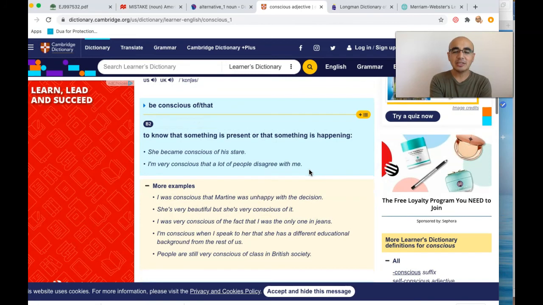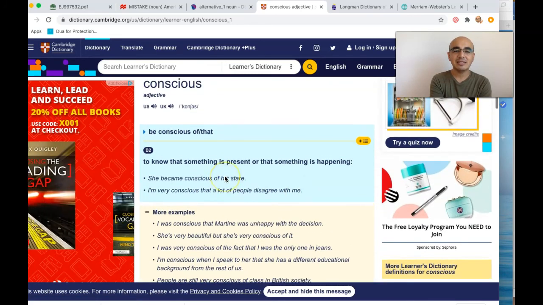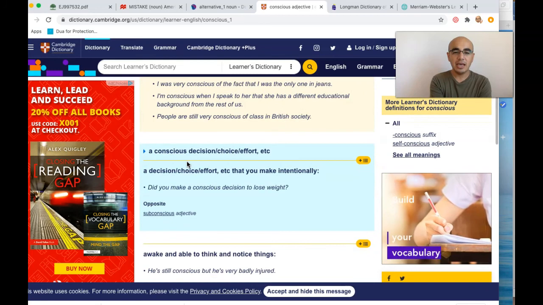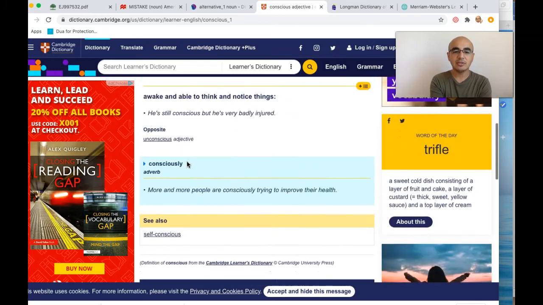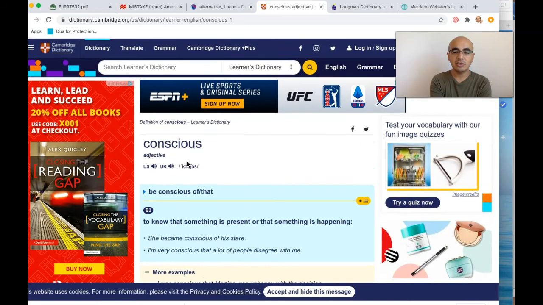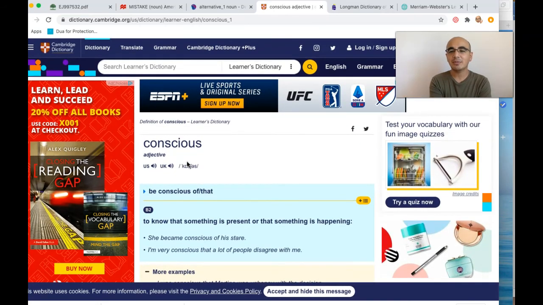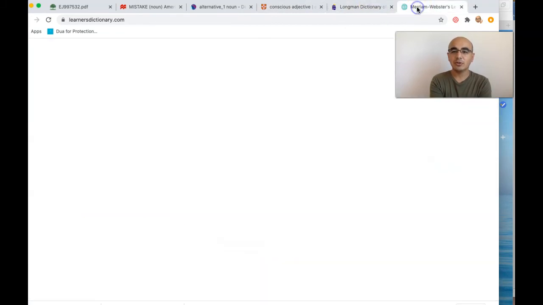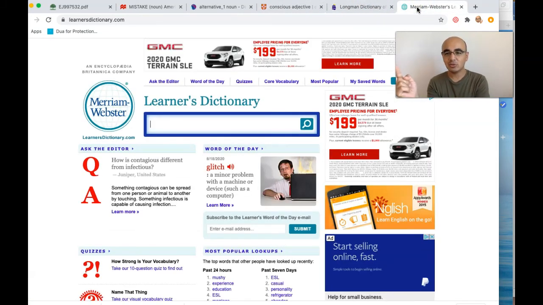So I mean, take a look at it, right? There's a definition, example sentences, just like Oxford Learners Dictionaries. You will see this number, which is because this is aligned to CEFR, and also lots of collocations and also phrases related to the word conscious. So please take a look at them, okay? And there is one more, Longman Dictionary and also Merriam-Webster's Learner's Dictionary.